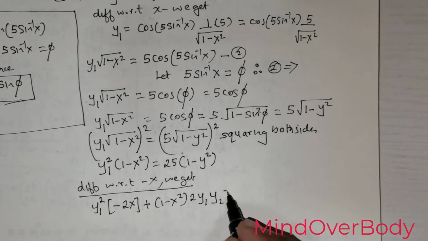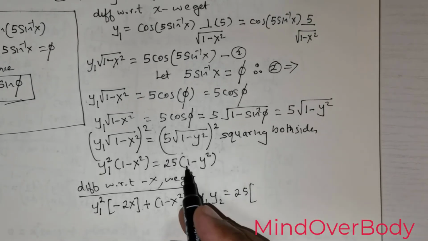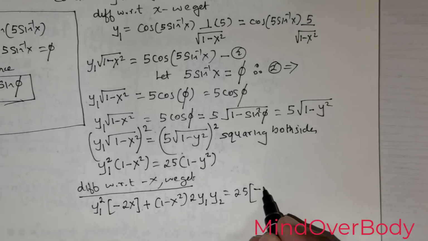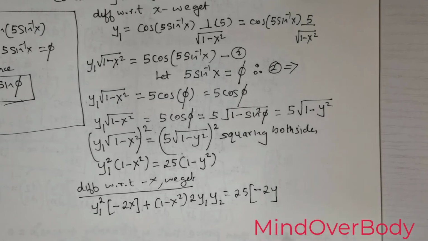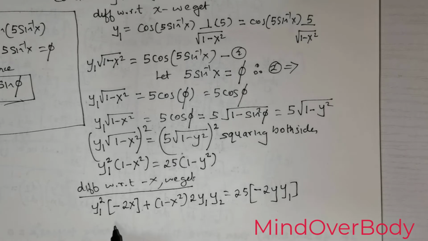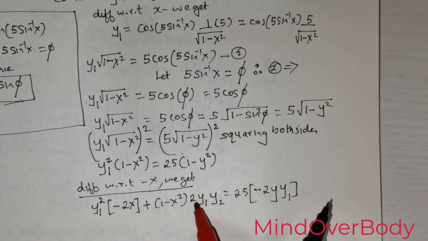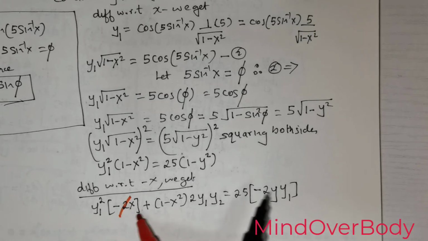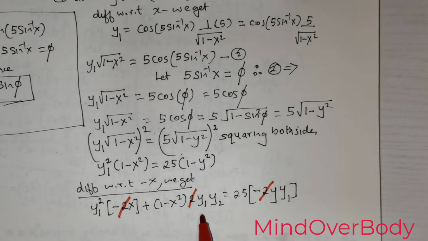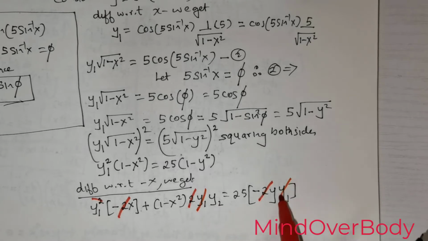Now this is equal to 25 times the differentiation of 1, which is 0. The differentiation of negative y squared is going to be negative 2 times y times the differentiation of y, which is y1. Clearly you can see that you have a 2 here, a 2 here, and a 2 here, so I can get rid of these 2s. And I have a y1 here, here and here, so I can get rid of those y1s.